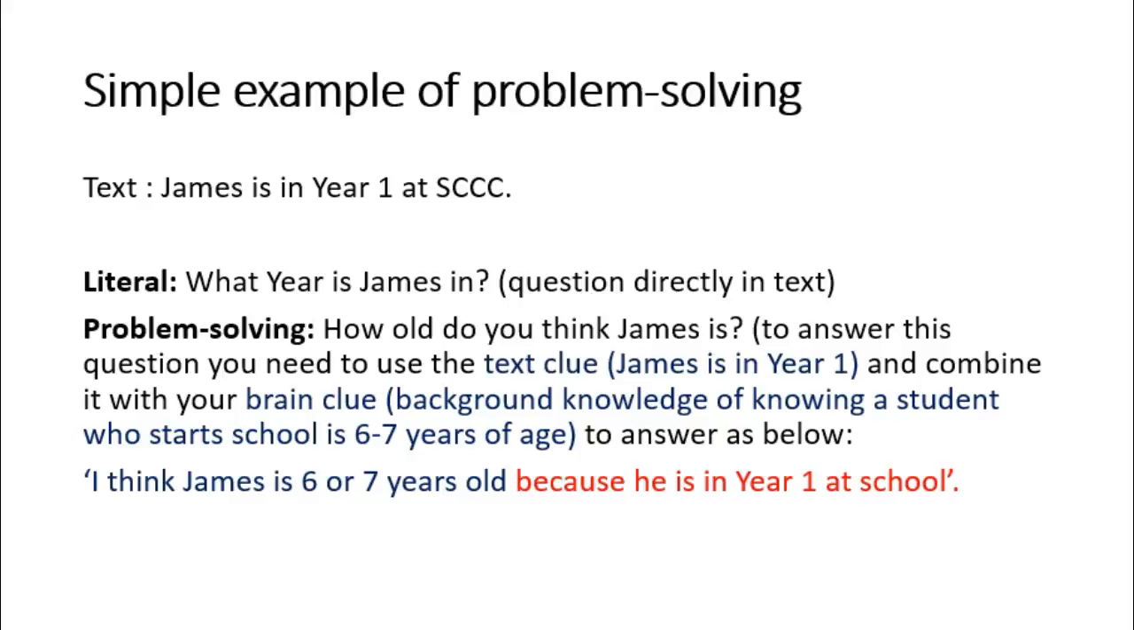I explained to the students that to answer this question, they need to take the text clue, which says James is in year 1, and combine it with their brain clue, the background knowledge of knowing that a student who starts school in year 1 is most likely 6 to 7 years of age. To answer the question, I think James is 6 or 7 years old. That is your brain clue, combined with because he is in year 1 at school, and that's your text clue. The clue coming directly from the text.